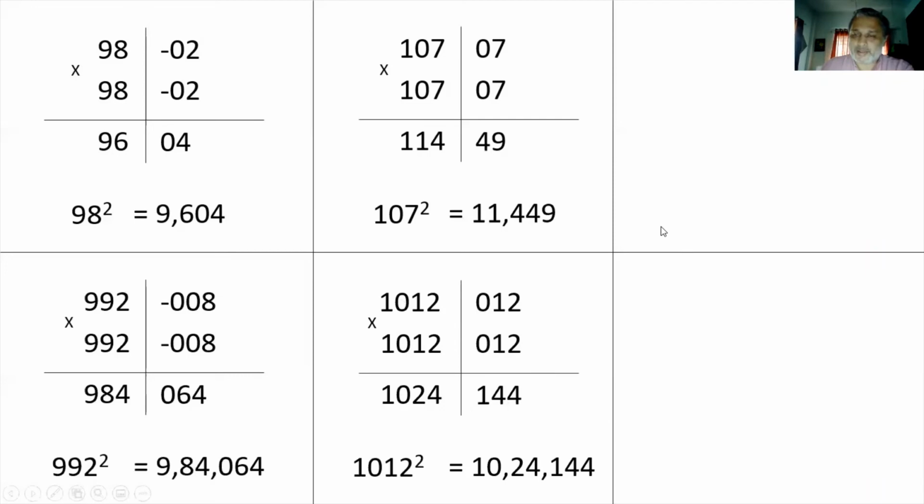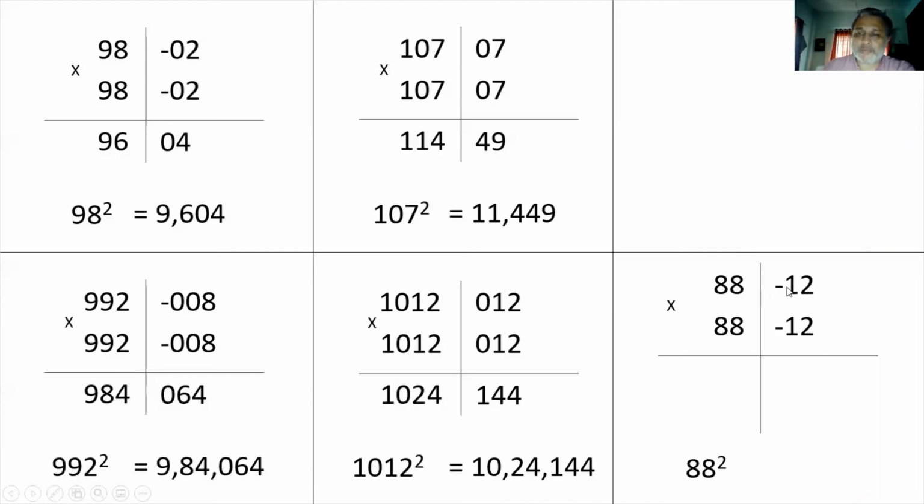Now we'll take another specific case where we are going to consider the carry also. Suppose you want to find the square of 88. So 88 square is nothing but 88 into 88, and the closest base is 100. So we'll compare our number 88 with 100, and our number 88 is 12 less than 100. So the difference is minus 12.